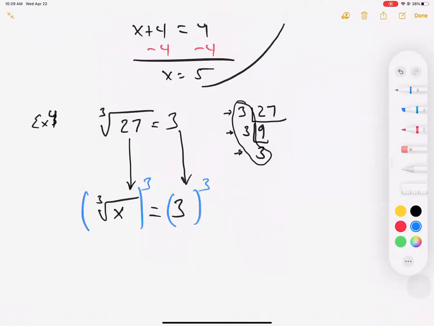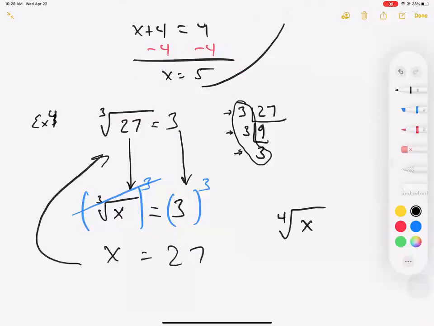And a cube and a cube root should get rid of each other, leaving me a nice x. And 3 times 3 times 3, 3 cubed, is 27, which is our answer that we had. If this was the fourth root of something, we would do the fourth root, because I need 4 to get rid of them. Fourth root to both sides. If this was 5, we would do 5.